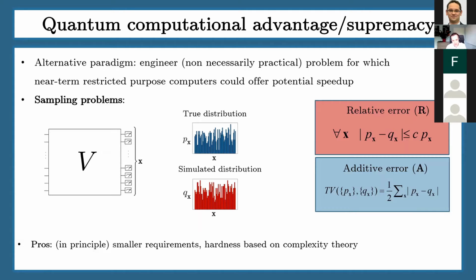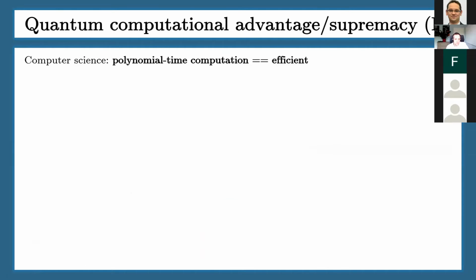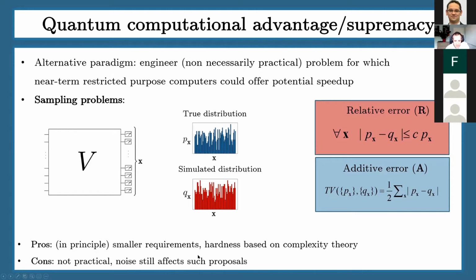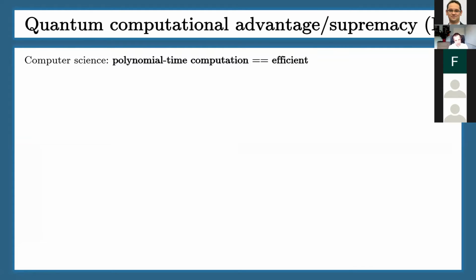Hardness, which I will be commenting on later, is based on complexity theory. On the negative side, though, they may not be practical, and noise still can play quite some role there. So let me now comment on this hardness based on complexity theory. In theoretical computer science, people have this assumption or mental framework that they tend to identify efficient computation with polynomial time computation. That is, you will be saying that some task can be realized efficiently on a classical computer if it can be realized in polynomial time in the size of the problem.